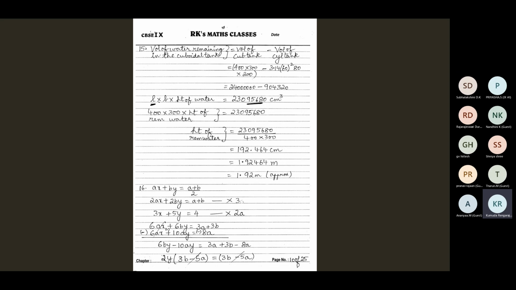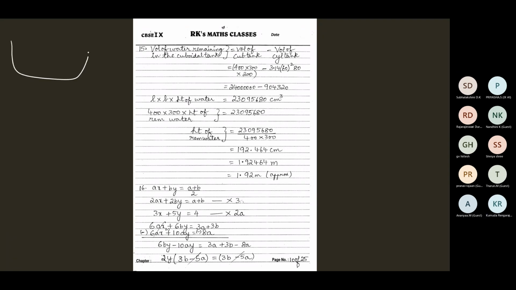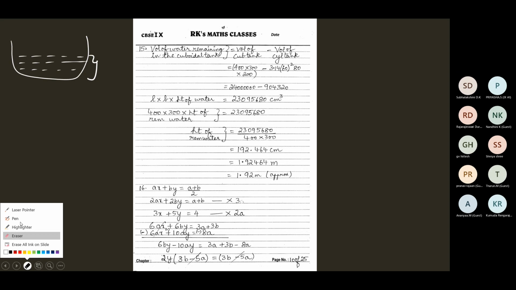It is the length of the sump into breadth of the sump, or you can say, listen to this. See, now supposing this is the water left in the sump. How will you find the volume of the water remaining in the sump? The volume of water remaining in the sump is equal to the length of the water.